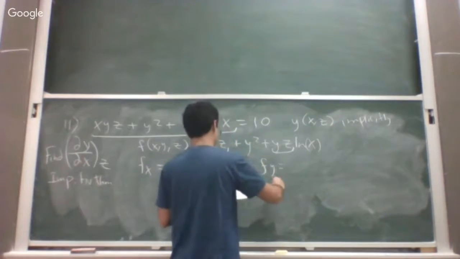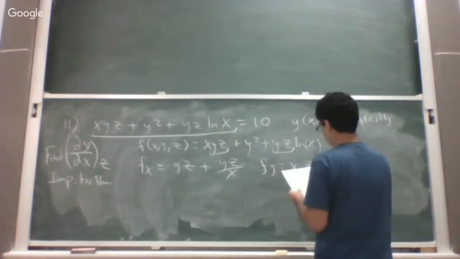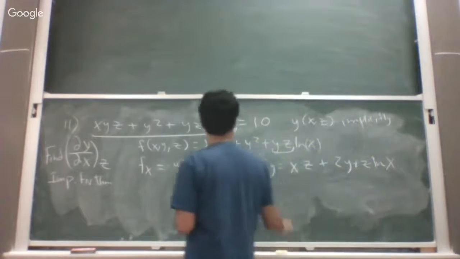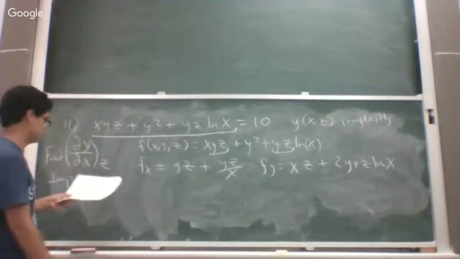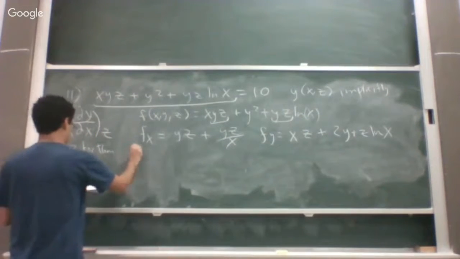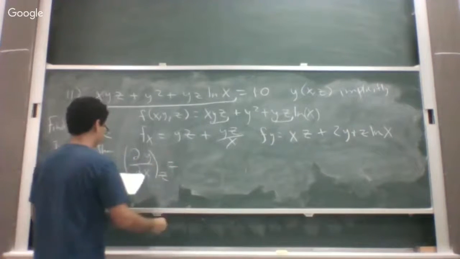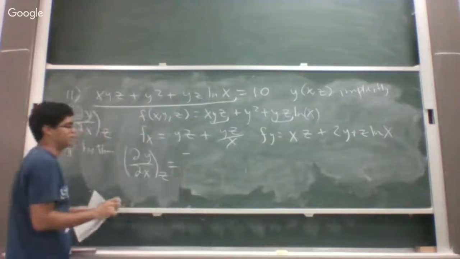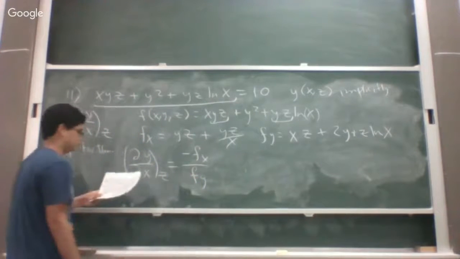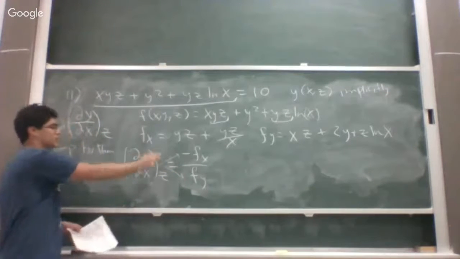f of y is what? xz plus 2yz and x natural log of x. Because we held x and z constants. Yep. So now the partial derivative of y with respect to x, holding z constant, is equal to the negative, and what goes on top? f of x over f of y. It's like the bottom goes on top.